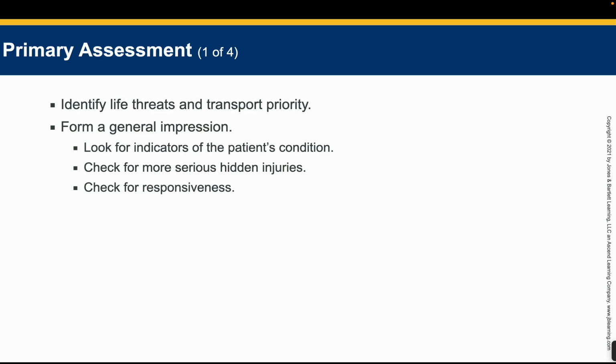So this is a fast, focused, and intentional assessment. You are not getting into details yet. You're identifying priorities and setting the direction for everything that comes next.